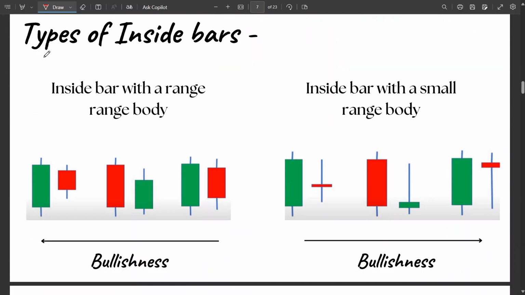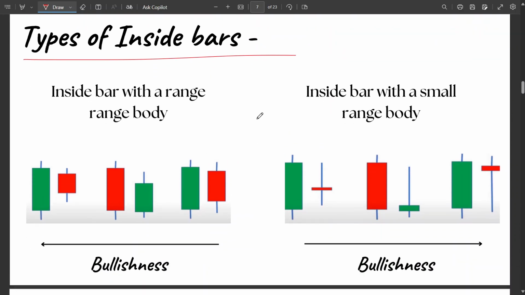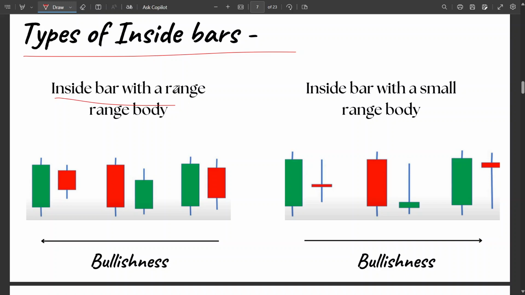Okay, so there are multiple types of inside bars. We have an inside bar with a large range body, and we have an inside bar with a small range body. Forgive me for this error. So one, we have an inside bar which has a larger body, and then we have an inside bar which has a smaller body, which is more like a doji. So what is the difference between these two?